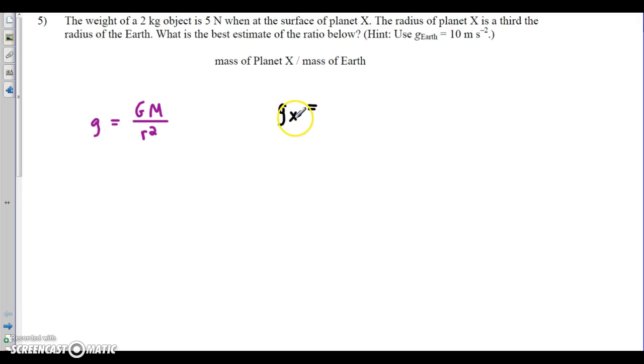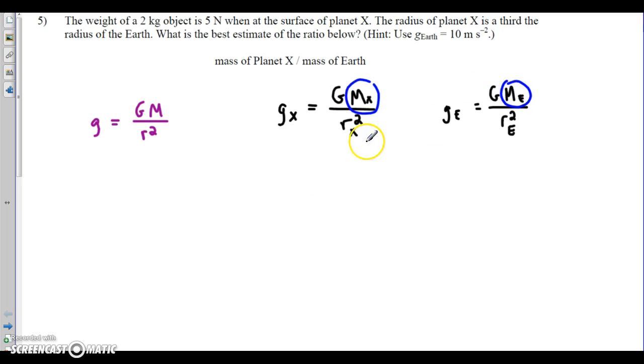The field strength at the surface of planet X is equal to the constant G times the mass of X over X's radius squared, which is bigger, right? Planet X is bigger than Earth. And the field strength on Earth at the surface is equal to big G times the Earth's mass over the Earth's radius squared. Now we have to take the ratio of m_X divided by m_Earth. But you can't take that ratio if you don't know what each one is equal to. So let's isolate m_X and isolate m_Earth, and then we'll divide.